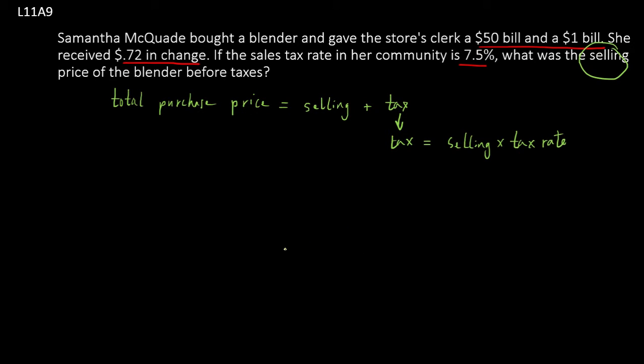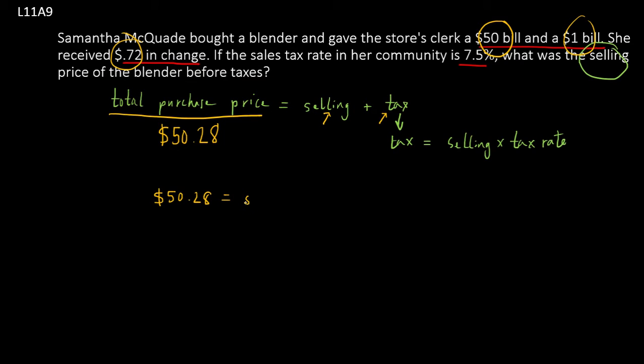So let's see what we can fill in. Well, first of all, I can figure out the total purchase price. Total purchase price, remember, includes the original price of the item and sales tax, meaning that's the amount you actually pay the cashier. So if she gave him a 50 and a 1, so she paid $51 and got 72 cents back, 51 minus 72 cents, our total purchase price is equal to $50.28. So again, that's just the total amount she paid to the cashier. So $50.28 is my total purchase price.